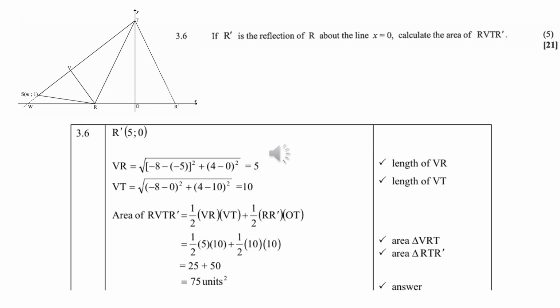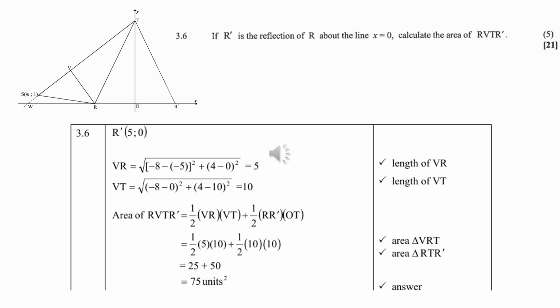3.6, R's image, which is on the right hand side of 0, about the line x equals 0. Now can you see x equals 0 is the y-axis. So R and R's image are reflections about the y-axis. So calculate the area of RVT, R's image. So look at that quadrilateral RVT, R's image.